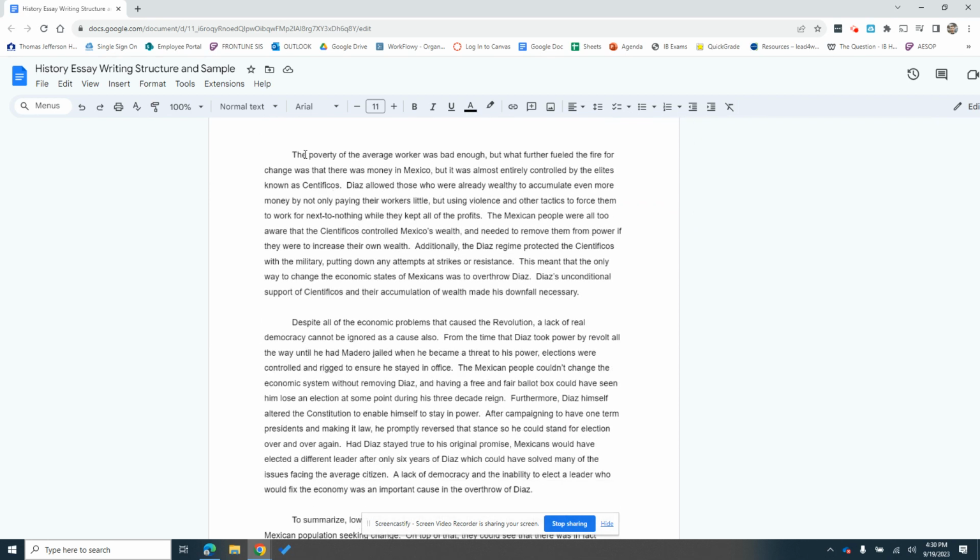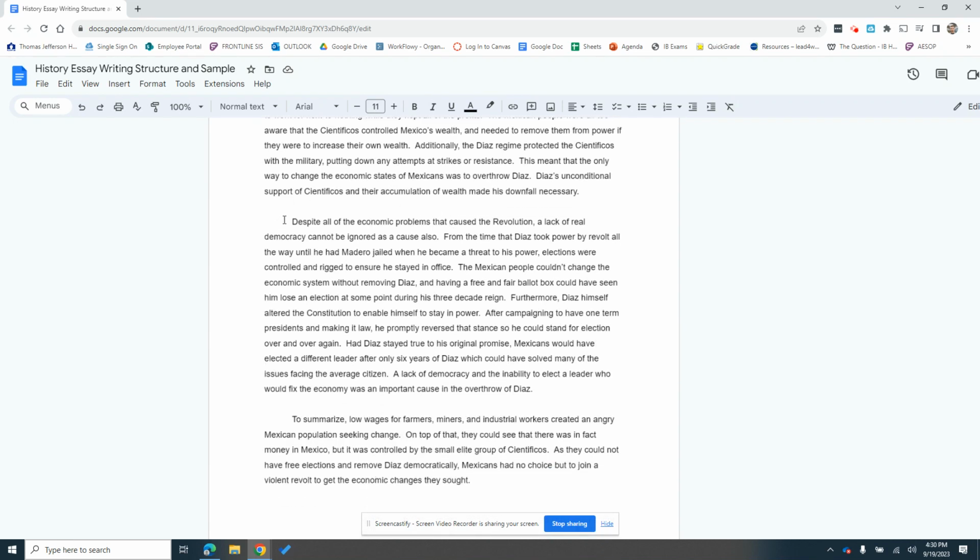The next paragraph here, we're going to do another supporting body paragraph. In this case, we're going to talk about the wealth gap and the cientificos. Follow the same pattern, and then we pull in our counterpoint. We can't just have it all about economics as the cause. We've got to address something else.